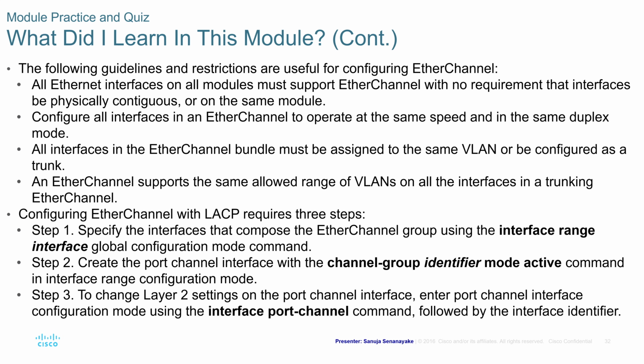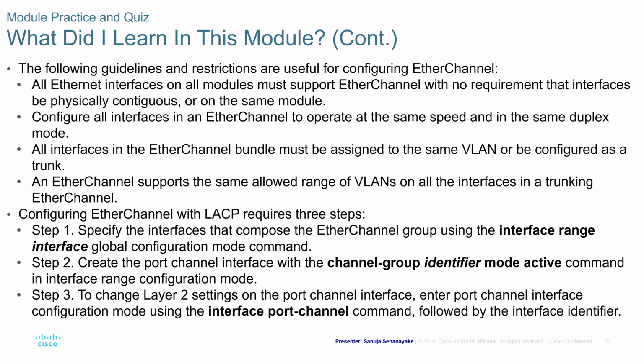So if the duplex modes or speeds are not matching, the EtherChannel will not be established between devices. All interfaces in the EtherChannel bundle must be assigned the same VLAN or be configured as a trunk. And EtherChannel supports the same allowed range of VLANs on the interfaces in a trunking EtherChannel. If a trunking EtherChannel you are trying to establish has a different VLAN range, it will not work either.